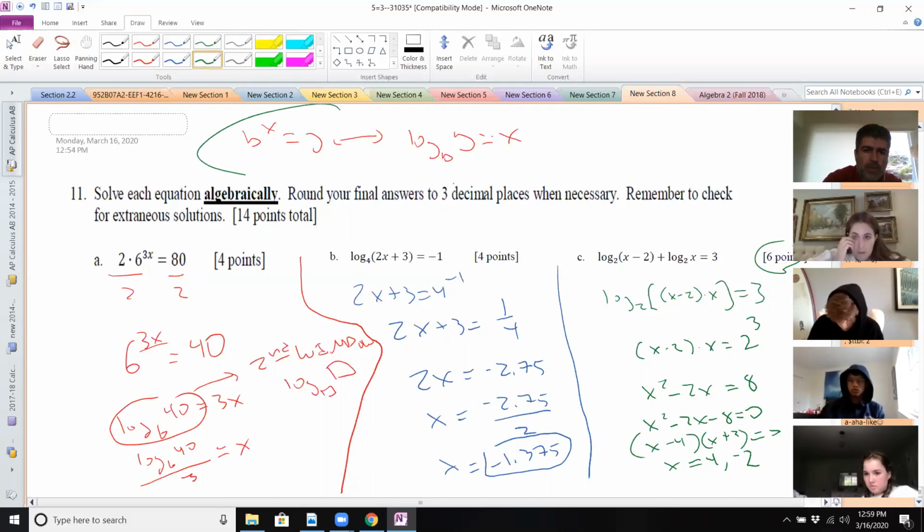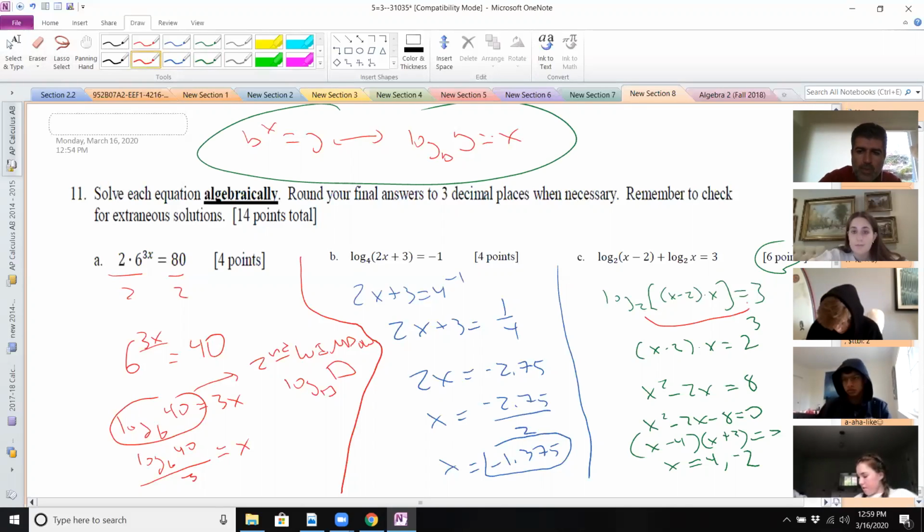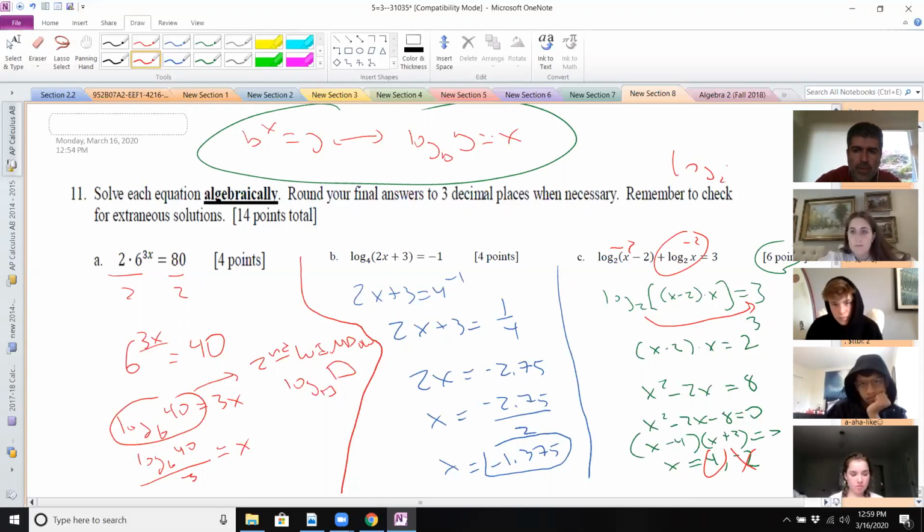Remember, we're using this property as well. That's why the 2 got raised to the third power. And then after that, it's just quadratic stuff. I mean, you guys should be comfortable with that. However, you've got to check your answers. Which answer is not okay for C? Negative 2 is not cool because you can't take the log of a negative number. If you're trying to do log base 2 of negative 2, you can't raise 2 to some power and make it negative 2, so that can't happen.